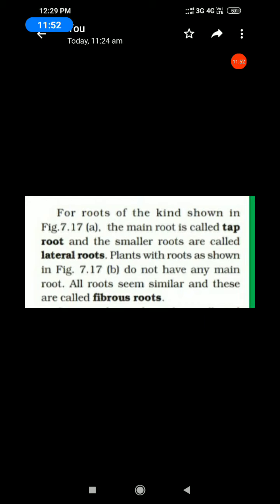Plants with roots as shown in picture B do not have a main root. I will explain picture B. All roots seem similar and these are called fibrous root. Underline the word. This is very important. All of you underline the word. Next.